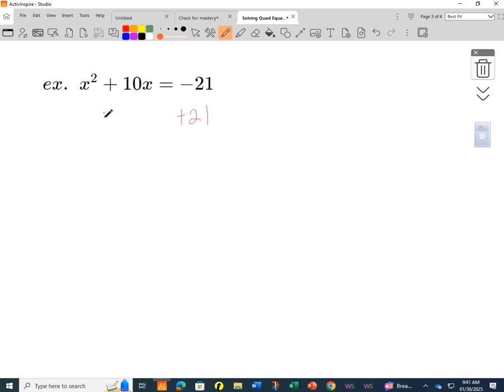So we're going to go over here. Whatever you do to one side of an equation, you have to keep that equation balanced, right? You can't change the value of the equation. So we're going to add 21 to both sides. That leaves me x squared plus 10x plus 21 equals 0. So that's our first step done. The second step says we're going to factor the part that's not 0. So we're going to factor x squared plus 10x plus 21.